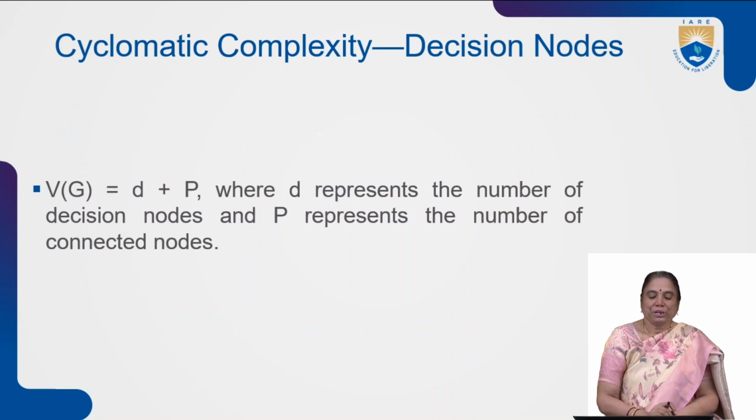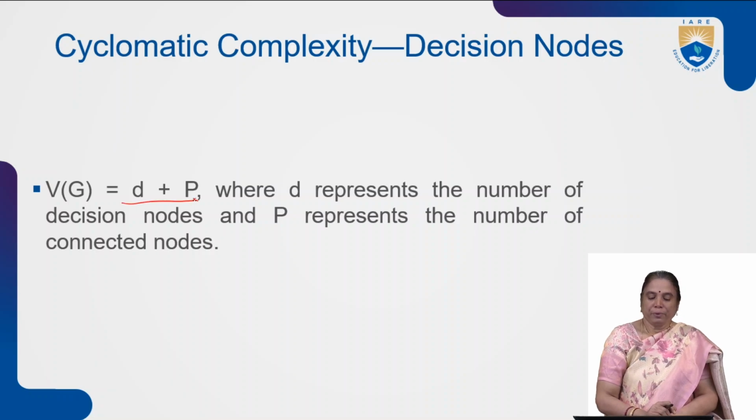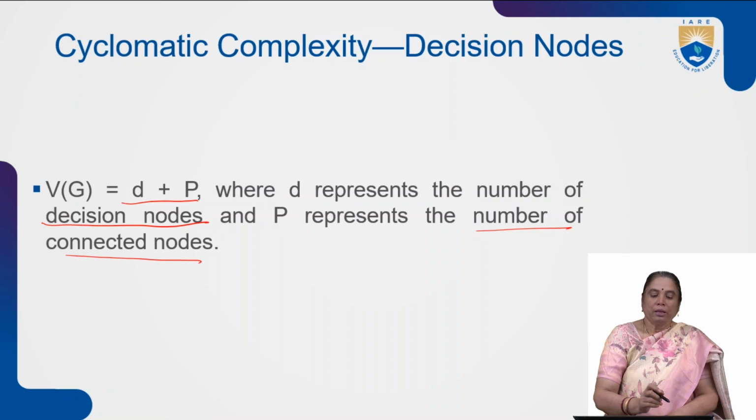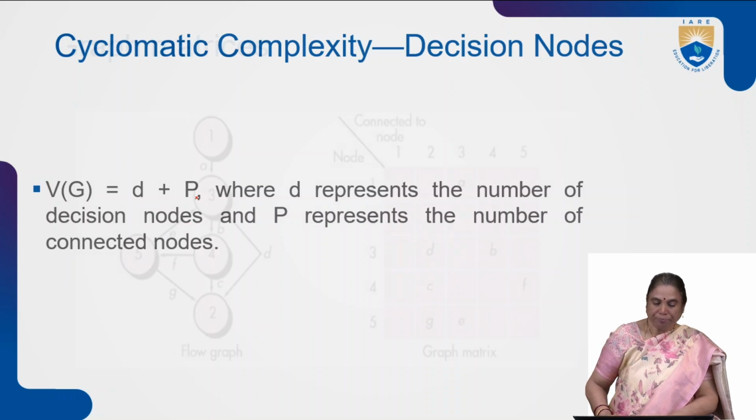In case of decision nodes, the cyclomatic complexity is estimated with D plus P, where D denotes the number of decision nodes, based on the condition nodes, and P represents the number of connected components. So in case of decision nodes, the cyclomatic complexity is estimated with the D plus P formula.